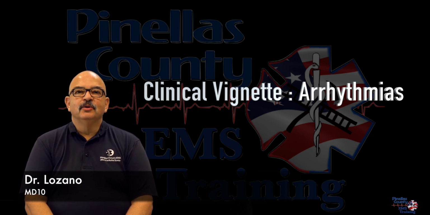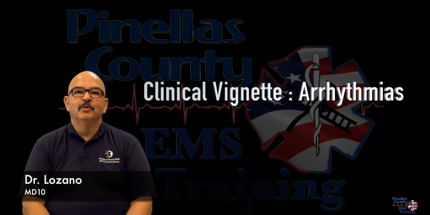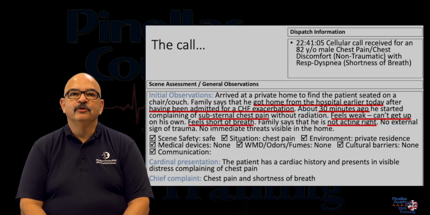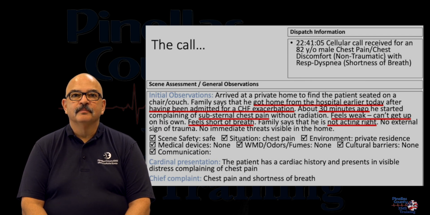Today I'd like to use a clinical case drawn from our system to illustrate points that will help you in the care of patients with cardiac arrhythmia. So we've got an 82-year-old male with chest pain and shortness of breath. He's in a private home and the scene is safe.